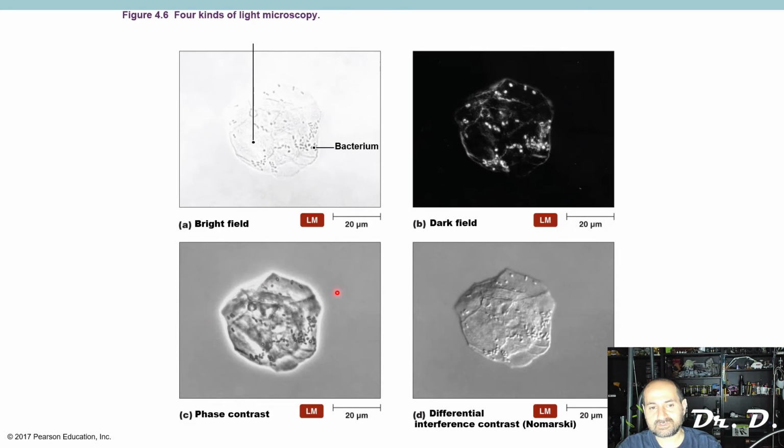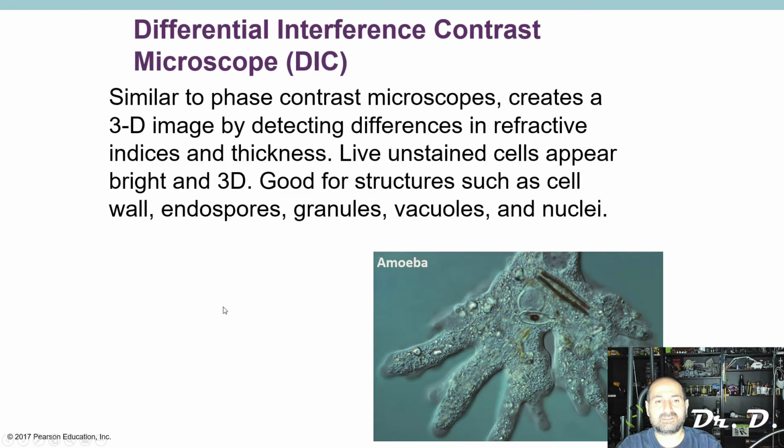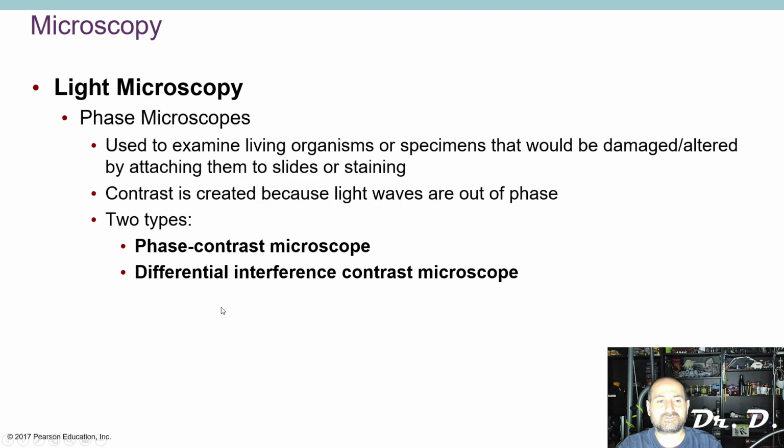This is phase contrast. The light that's hitting the specimen is forced to become out of phase, and therefore you see a dark image, a dark specimen against a lighter background. Okay, very interesting stuff. Now, what's a DIC microscope?